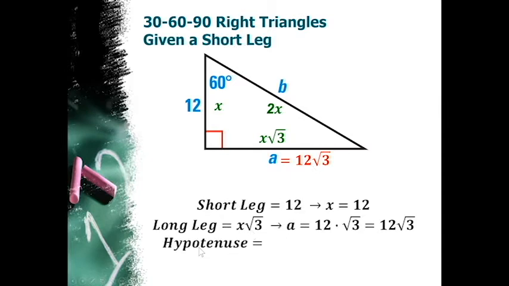Then we would move on to our hypotenuse. We would take a look at our rule, which is 2x, plug the x value in, which is 12. So that gives us a 2 times 12, which gives us a hypotenuse value of 24. So our hypotenuse value is 24. And we have now solved that triangle just based off of recognizing a 30, 60, 90 with a short leg of 12.